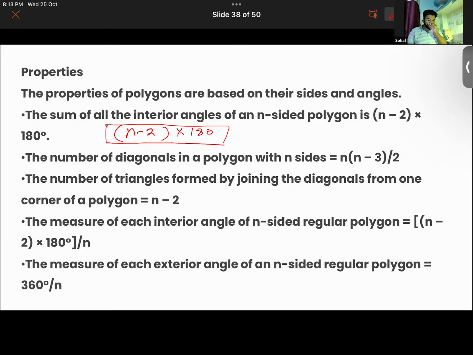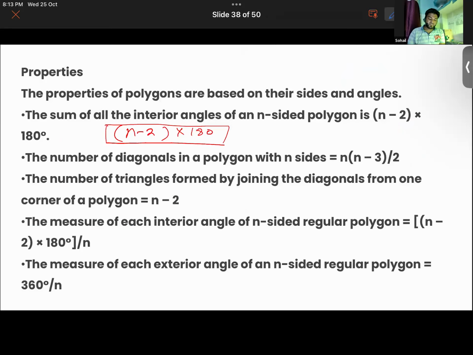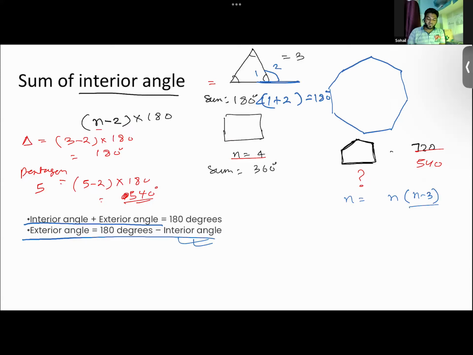Now, if I were to find out the number of diagonals that a particular figure would have, for example, this pentagon mein kitne diagonals possible hai? By construction, I can find it out. But then we have got a formula also: n into n minus 3 upon 2. So it's 5 into 5 minus 3 upon 2, so 5 into 2 upon 2. So that is 5.